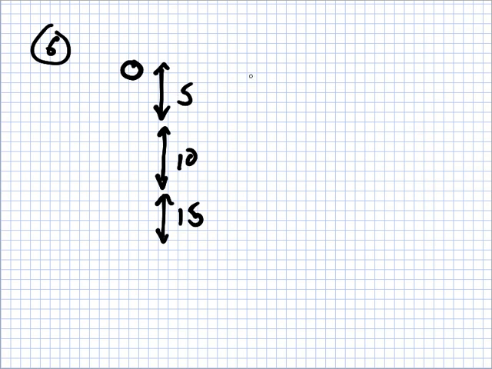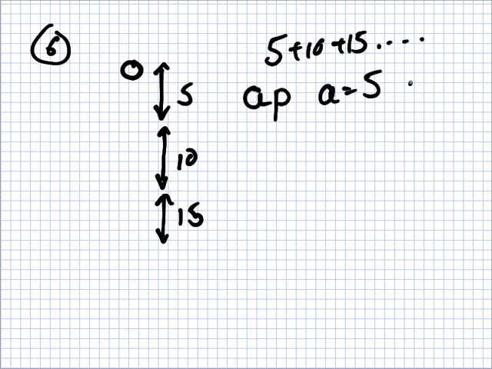A ball is dropped from a high cliff into the ocean. In the first second, it falls 5 meters. Then it falls 10 meters. Then it falls 15. So 0, 5, 10. The question is, how far has it traveled after 10 seconds? So it's basically 5 plus 10 plus 15, dot, dot, dot, 10 of these. It's AP, A equals 5 and D equals 5.